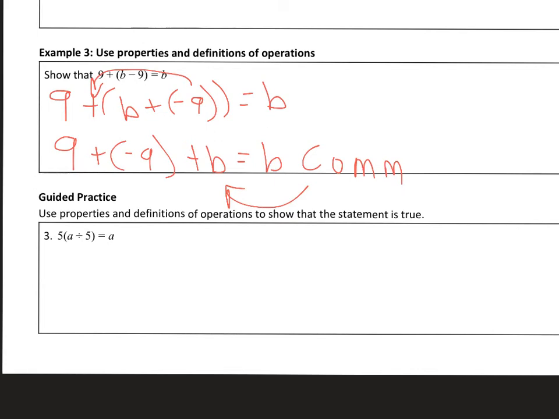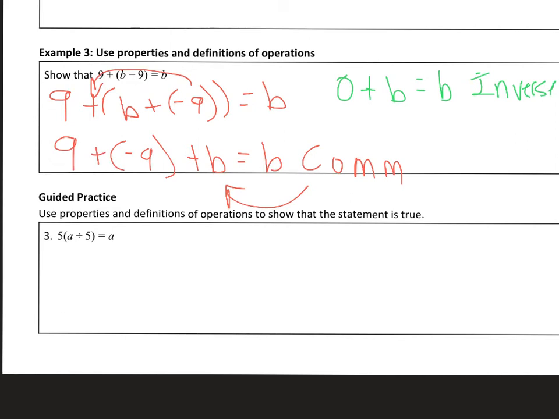So to go further, 9 plus negative 9, I should do this in a different color, 9 plus negative 9, we know is 0. And we know that because those are additive inverses. So I can rewrite it this way because of that inverse property of addition, all right? 9 plus negative 9 gives me 0.